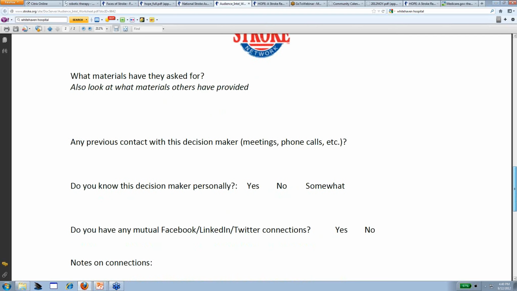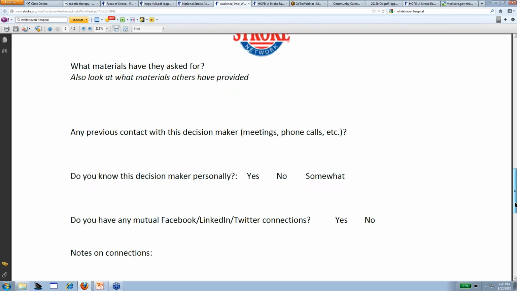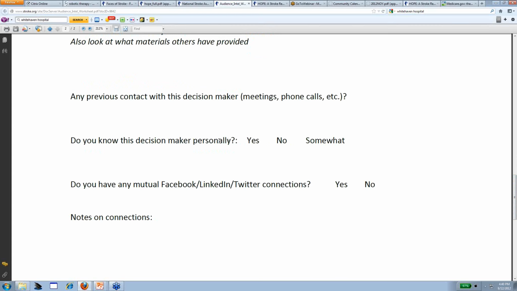Also, as part of the Intel worksheet, what materials have they asked for? My key point for that is to provide what they want, not what you want to provide. Obviously, sometimes we have to provide mountains of information, and sometimes a smaller bit of information, really depending on our audience. So we need to make sure that we understand what it is specifically that decision makers want, and then, of course, some basic details about the background of that person and your connection with them.